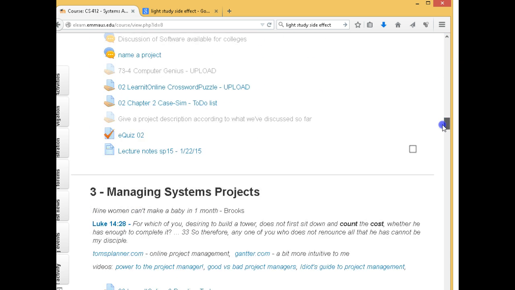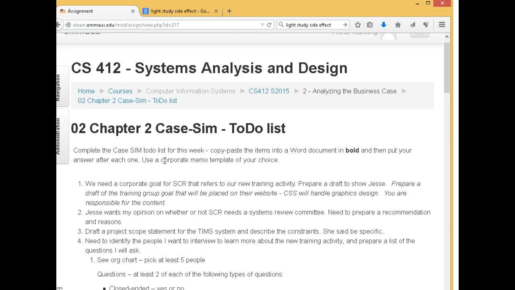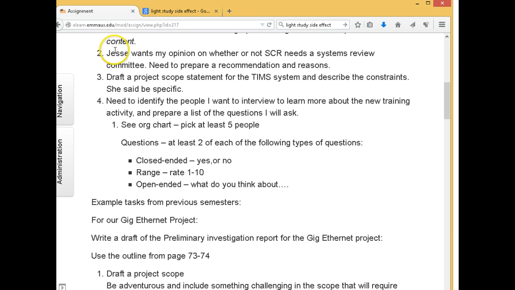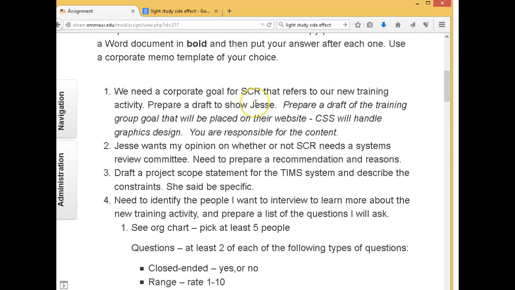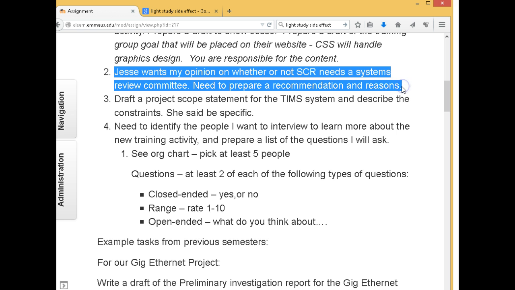In the case study for section 2, the question was whether or not we need a system review committee in the case study company SCR. How would you explain to Jesse the answer to that? Would you generally agree we need one? I think the book is promoting, yes, you should have this.